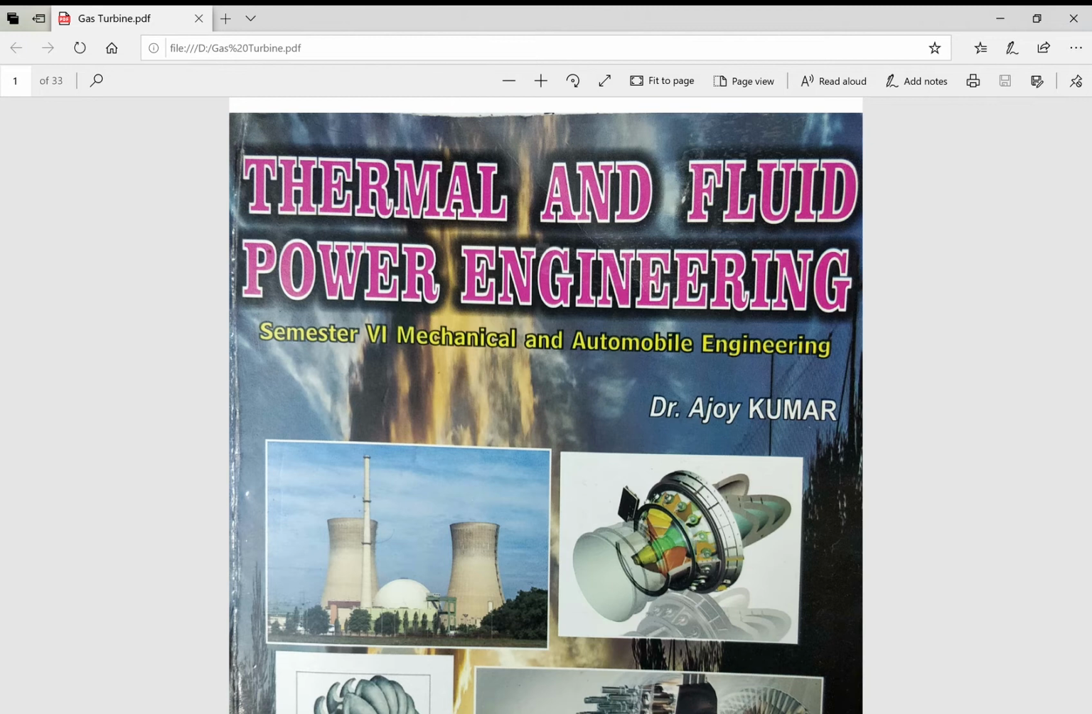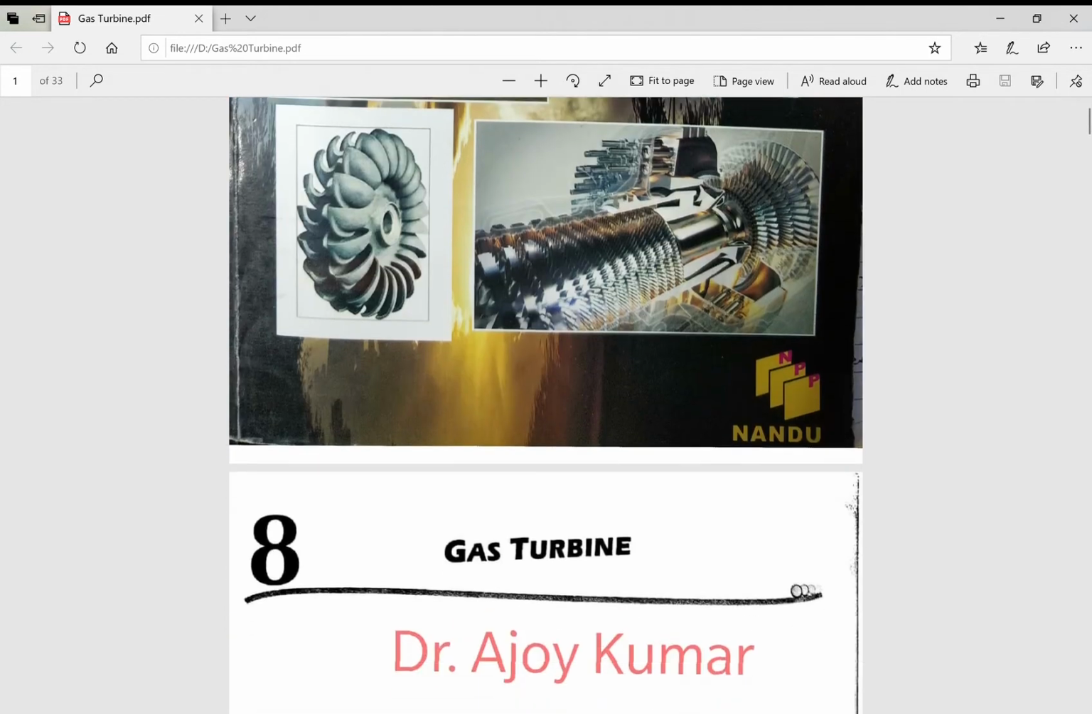This whole PDF material I have taken from my book, that is Thermal and Fluid Power Engineering. So let us start chapter gas turbine.